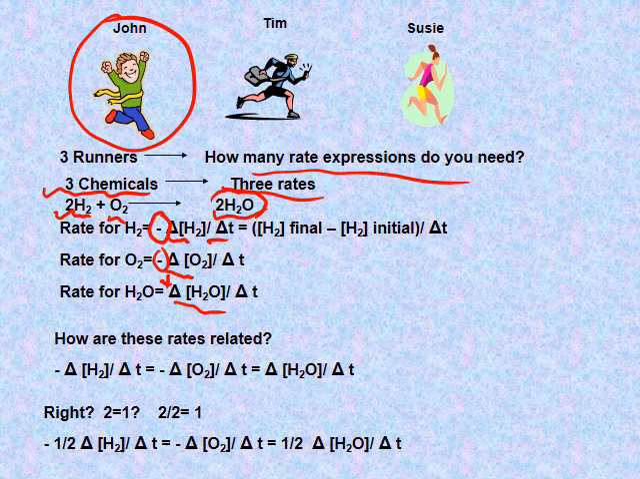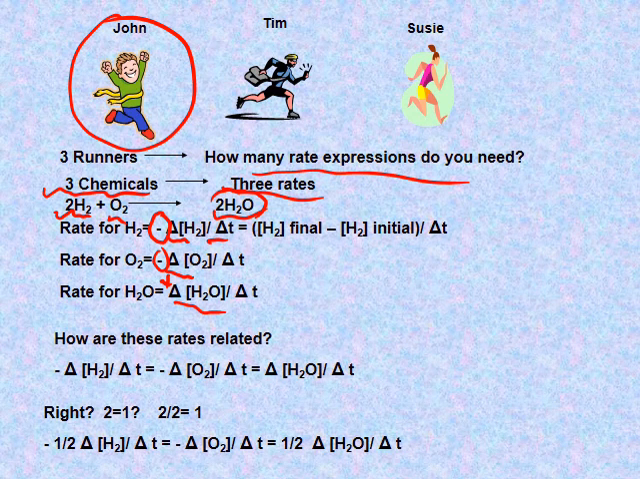Now the question is how these three rates are related. When John, Tim, and Susie are running independently, can we relate their rates? Definitely, once we know the rates, we can find some kind of relationship, whether Tim is running 2 times faster than John, or Susie is running about the same speed as Tim. The same is the case in a chemical reaction.